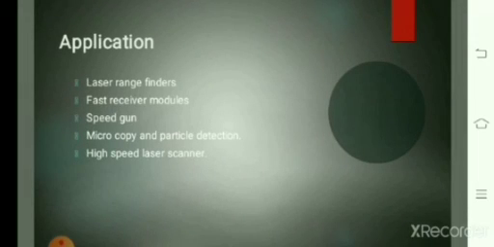Applications: laser range finders, fast receiver modulators, speed gun, microscopy and particle detection, high speed laser scanner.